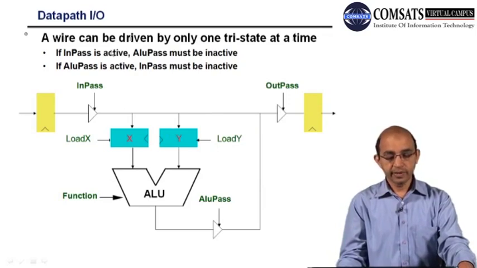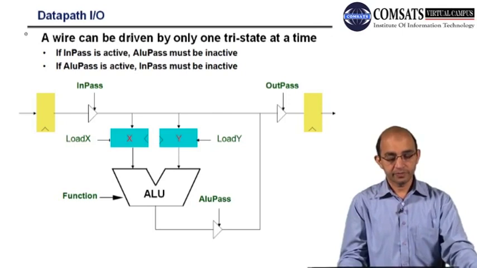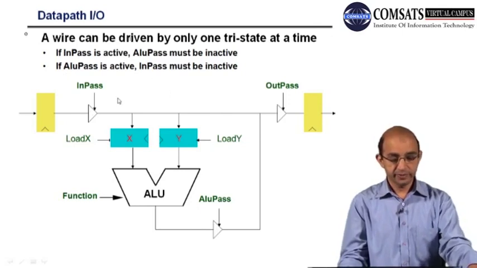Here you can see that we can drive that wire with the help of a tri-state buffer. So these are the tri-state buffers: in pass, out pass, and this is ALU pass. If in pass is active, this has to be inactive. They cannot both be activated at the same time. So if this is activated, in pass must be inactive. This is the requirement for the data path IO.